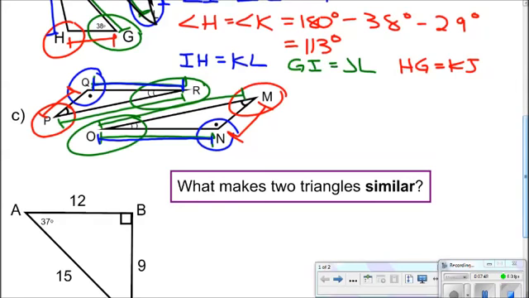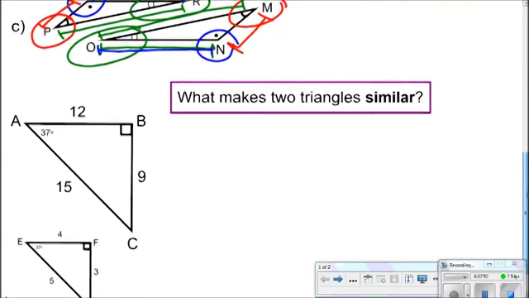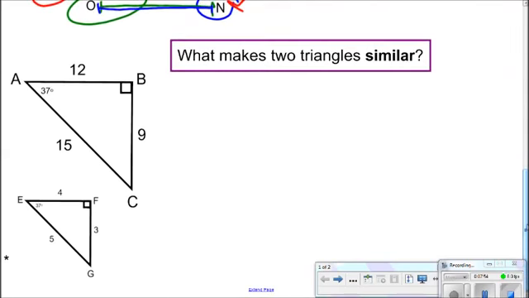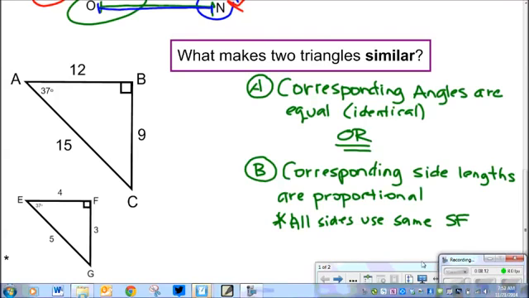Okay, so I highly recommend using different color pencil crayons as you're doing these notes, or pen, if you like to use pen. So then what makes two triangles similar? Well, there's two different things that we can look for, and as long as one of these things is there, we have similar triangles. So we only need one or the other in order for two triangles to be considered similar triangles. And by similar, we mean either an enlargement or reduction of the other.